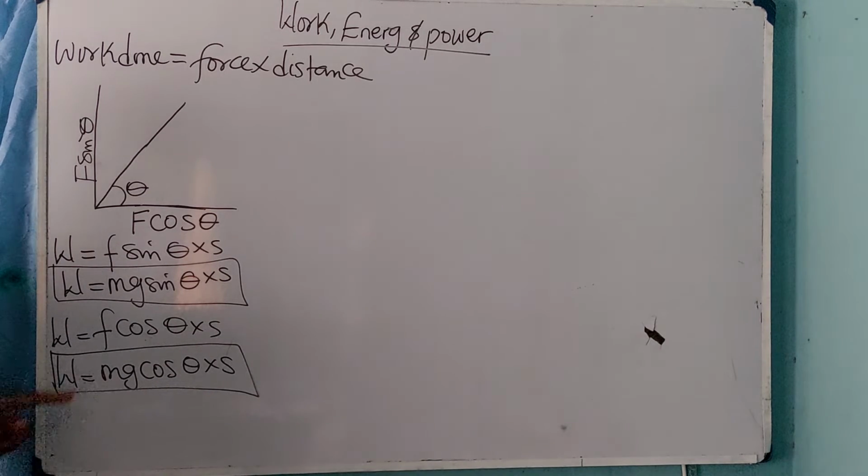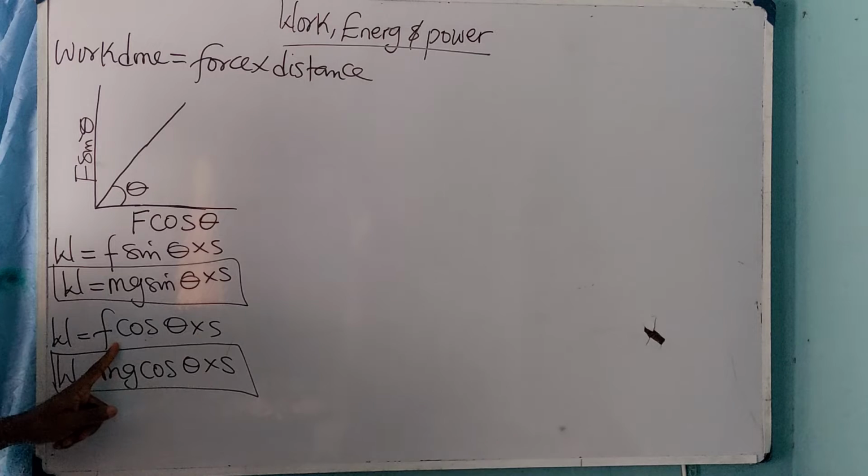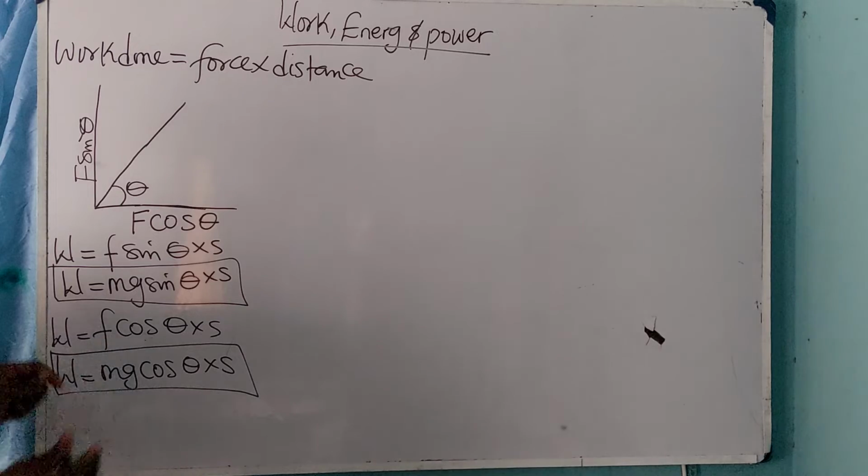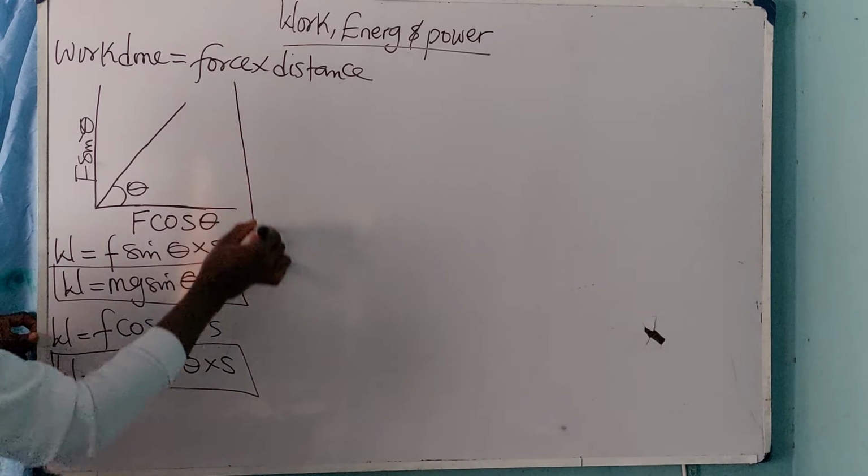Sometimes they will not give us force directly, and we have to convert from mass to force. When they give us force, just input your value and you are good to go. But sometimes they'll give us a mass and the gravity as 10. Once you do that, you have your force. That is for that.